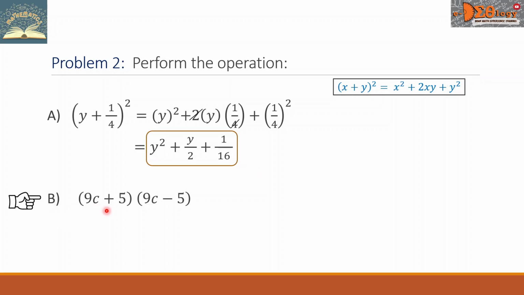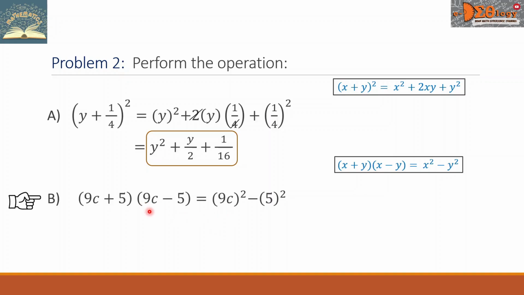Expression B, (9c + 5) times (9c - 5). We will follow our special product, (x + y) times (x - y), and the answer is the first term, that is squared, minus the second term, that is squared. Now, the expression here equals 9c, that is the first term, we put the power 2, minus the number 5 with the power 2. Then we simplify. The square of 9c is 81c squared, minus 5 squared is 25. This is now the final answer.